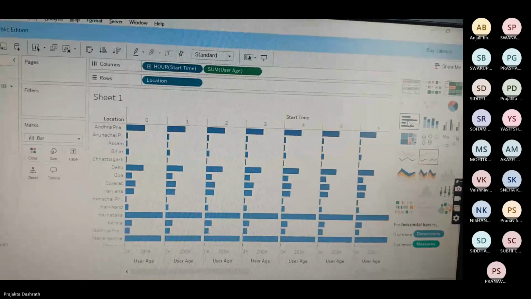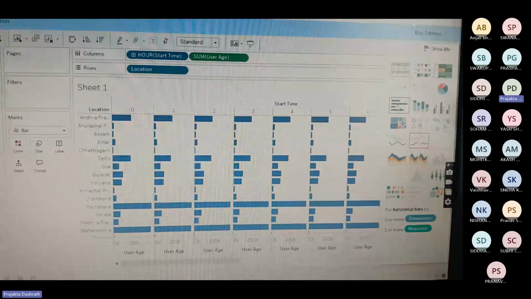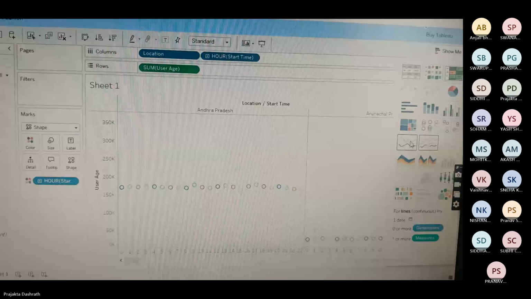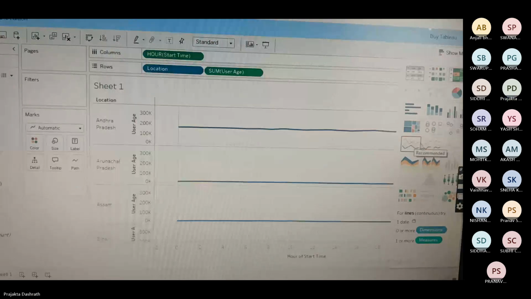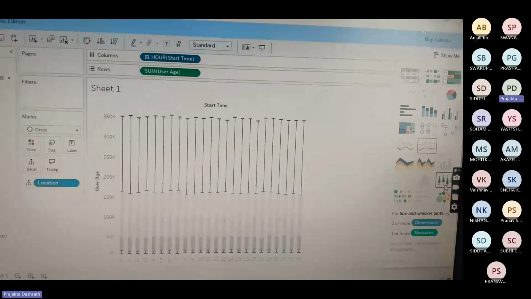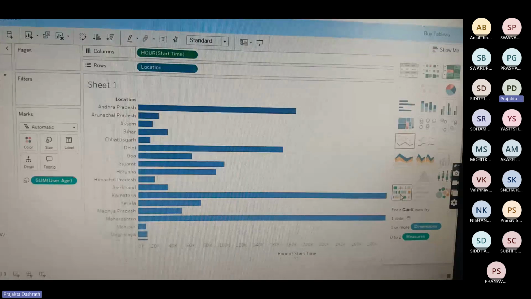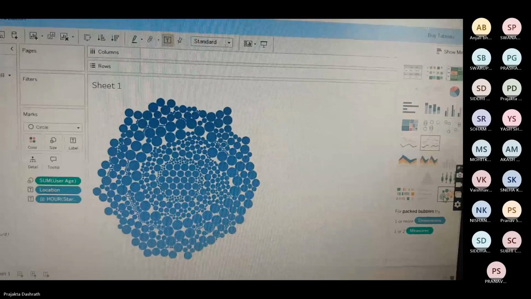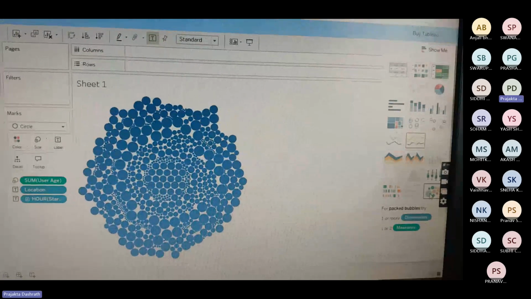This is horizontal bars. This is stacked side by side bar. Tree map. This is circle views. This is line. Okay. Area. Box. Gantt chart. And bubble chart. Have you identified 5? Top 5?